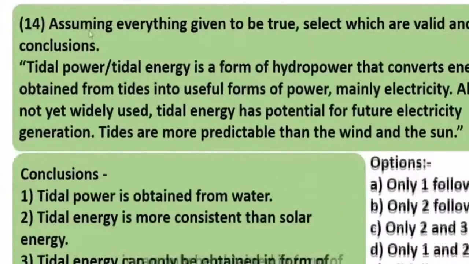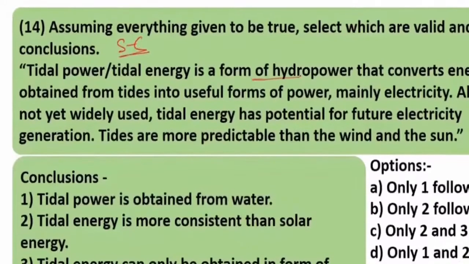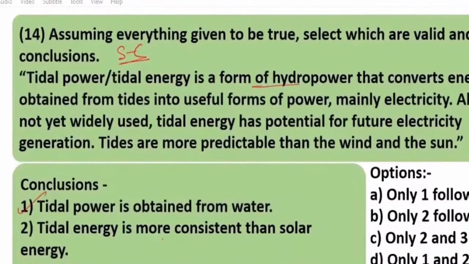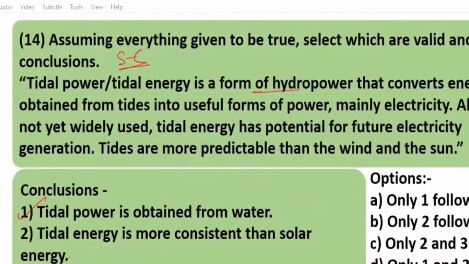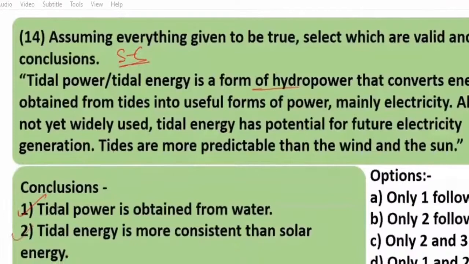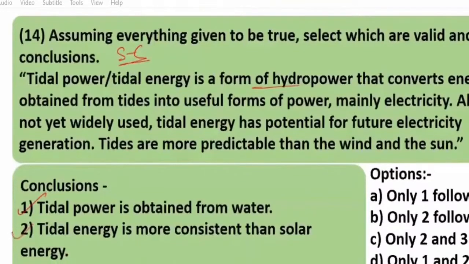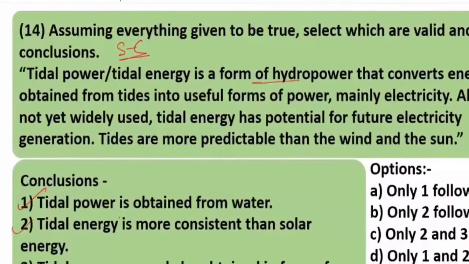Moving on. Assuming everything given to be true, select which are valid and logical conclusions. Again, it is a statement conclusion type of sum. Pause the video and read the sentences carefully, and we'll move on to the conclusions which are there. What are the conclusions? Tidal power is obtained from water. Yes, it is true because it is a form of hydropower. Tidal energy is more consistent than solar energy. Yes, it is true because tides are more predictable than wind and sun. So we can get consistent energy out of tides.